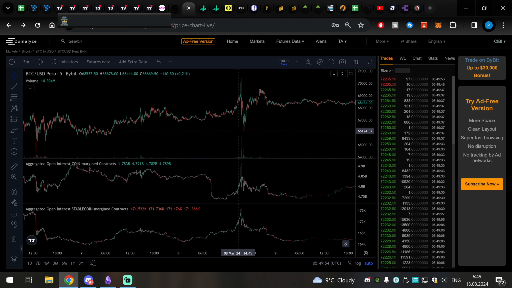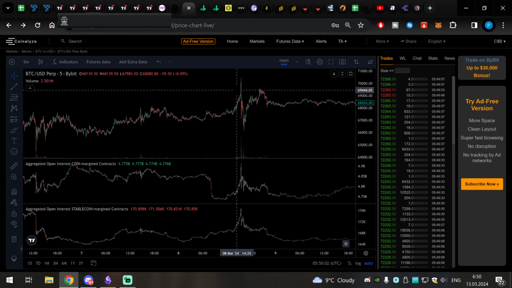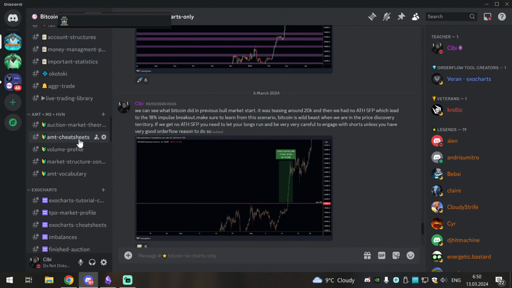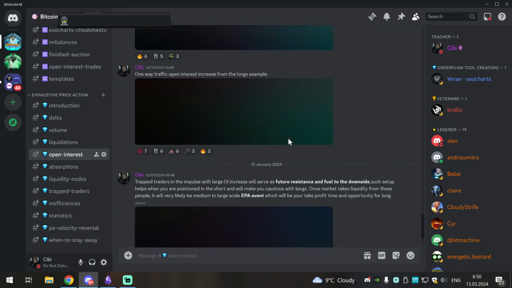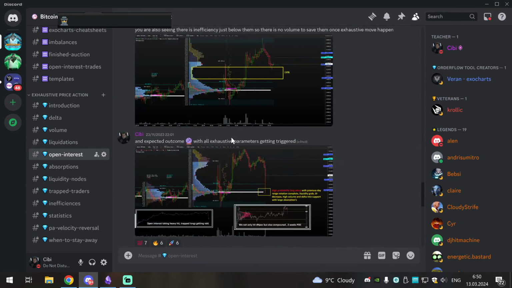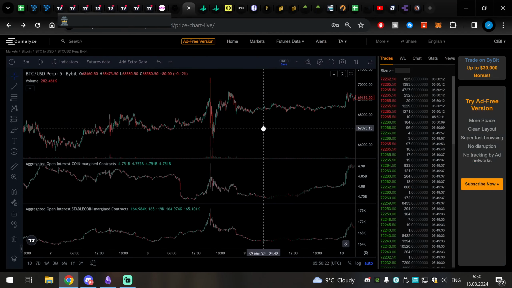It is always much easier for the market to bounce when open interest is decreasing, because this is like forced buying or forced selling, and then new buyers or sellers can rebalance the market. This is also why exhaustive price action in our group introduction is over here. But now open interest, look at that. I made a lot of education just on open interest. It can predict the future for you, and you better understand it.